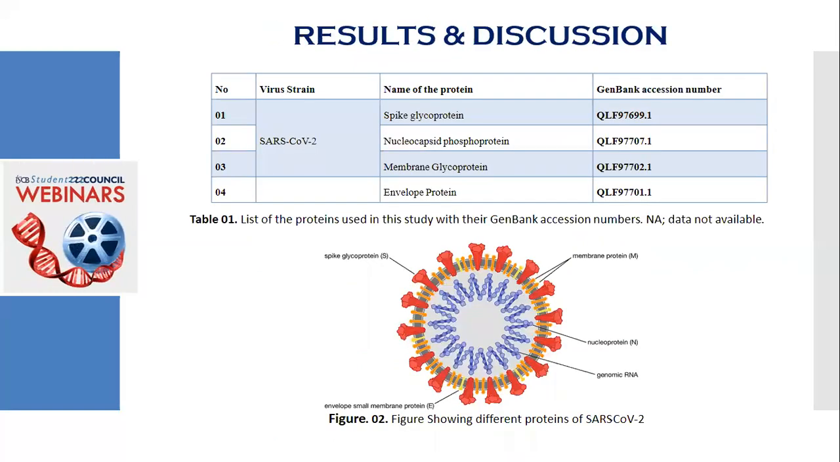In our results and discussion, at first, the four proteins, as I have mentioned above, were selected, and then the protein sequences were retrieved from the NCBI database. This table lists the GenBank accession IDs of the selected protein sequences.